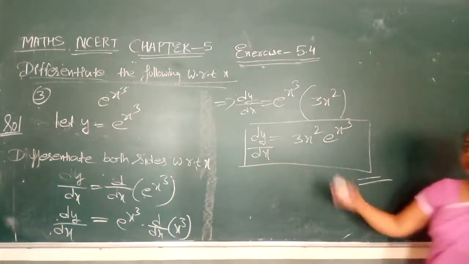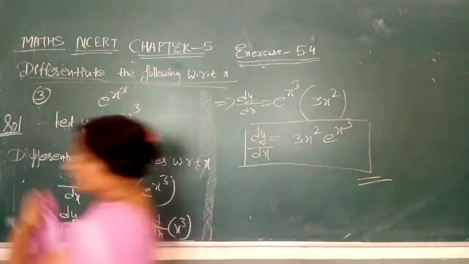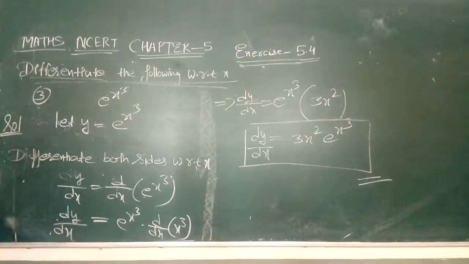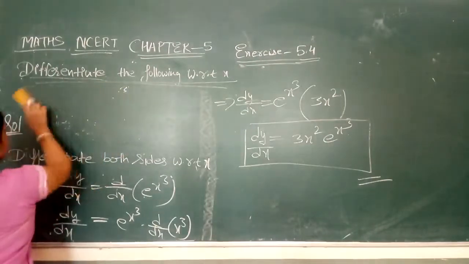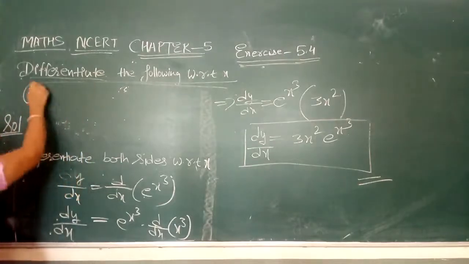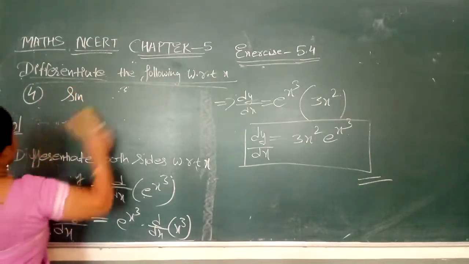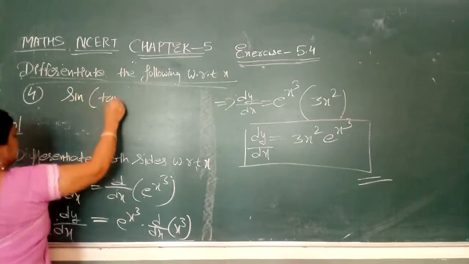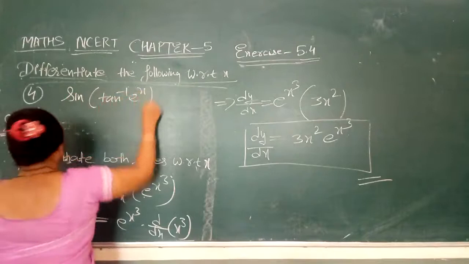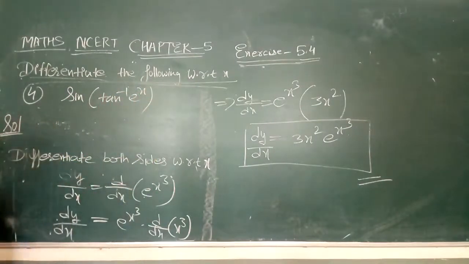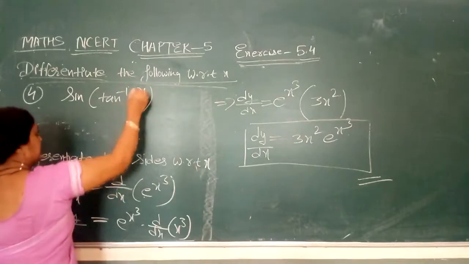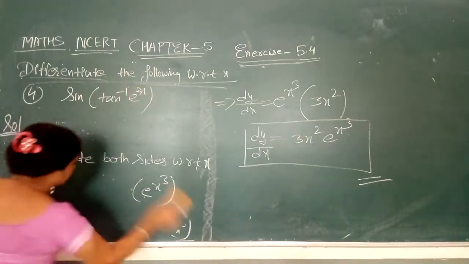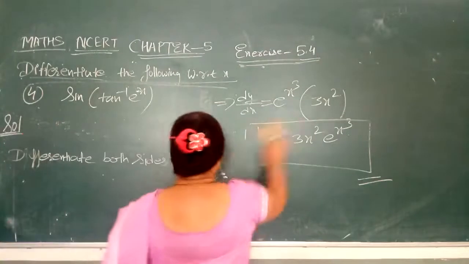Now let's come to question number 4. What is question number 4? The question number 4 is sine of tan inverse e raised to power minus x. This is the question. Now let us start this question.